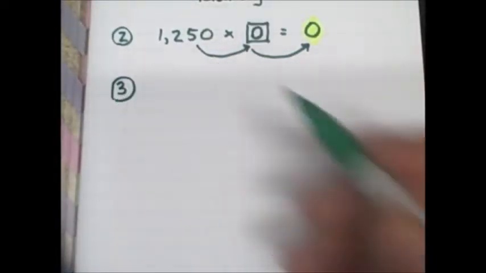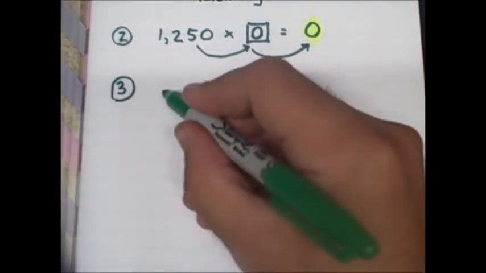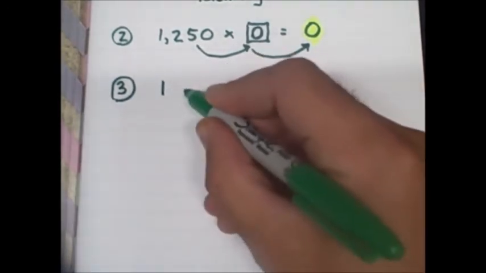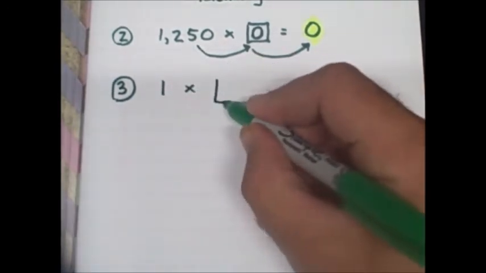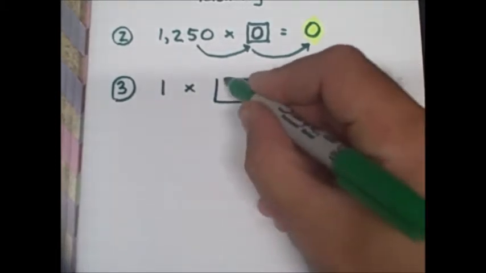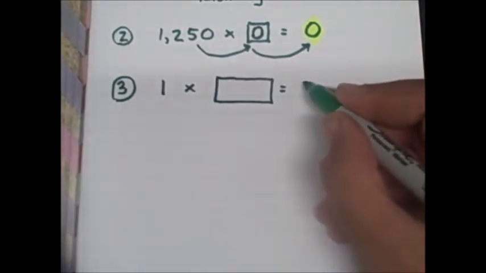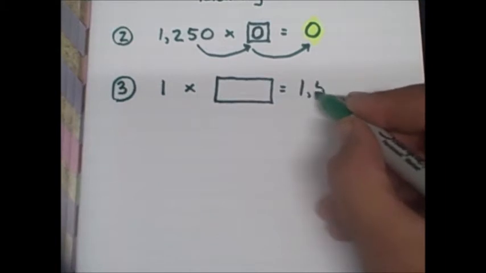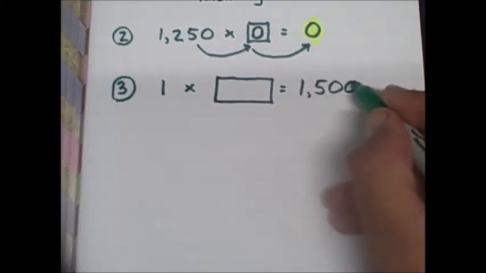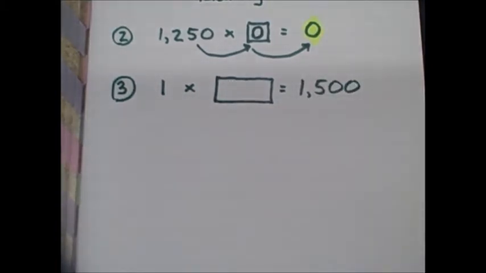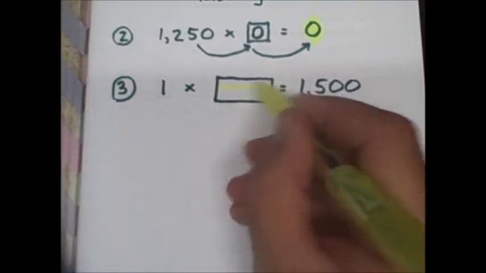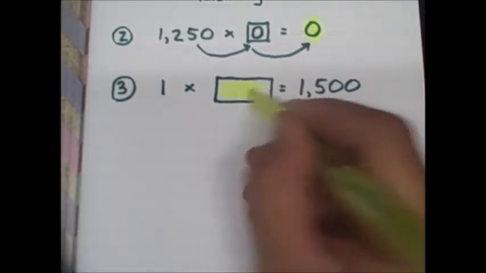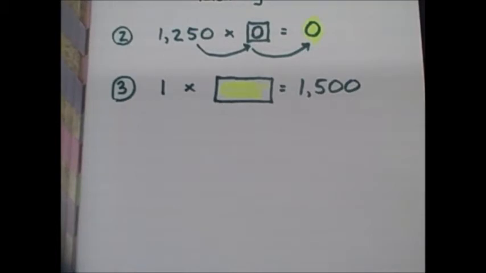Number 3. 1 times some number will give you a product of 1,500. What is the missing factor? And what is the name of the property that we just used? You may pause the video while you work.